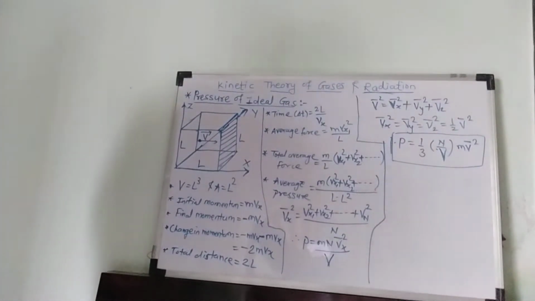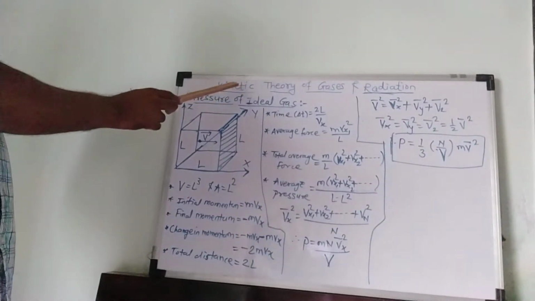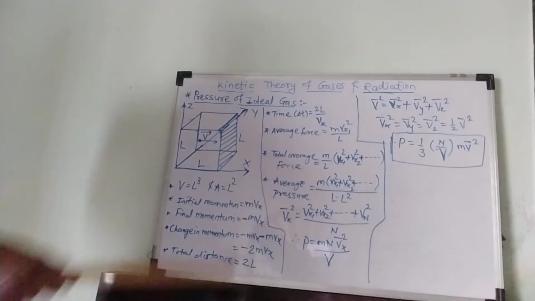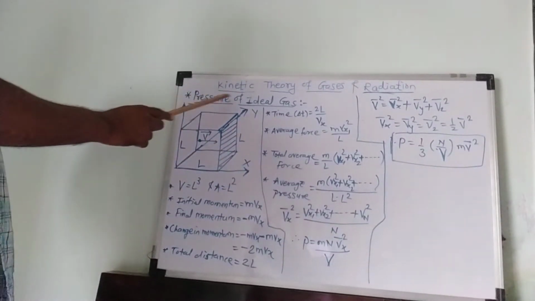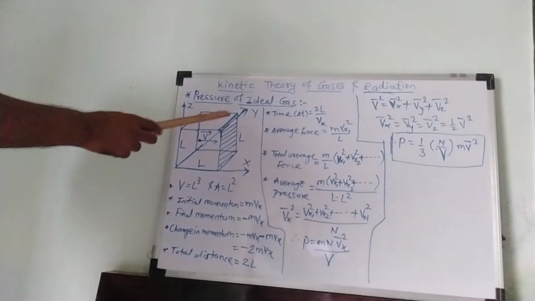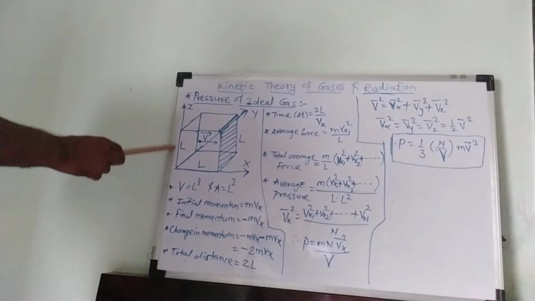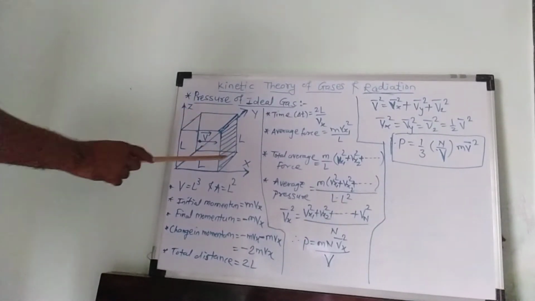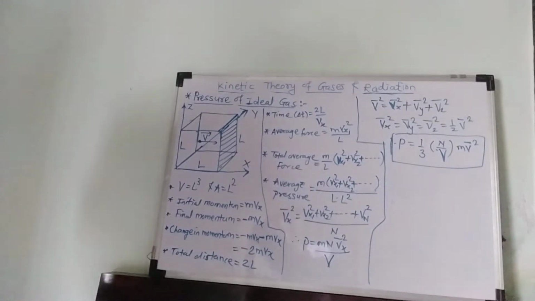In this lecture, we study the chapter Kinetic Theory of Gases and Radiation. Point: pressure of an ideal gas. This figure shows a cubical container.